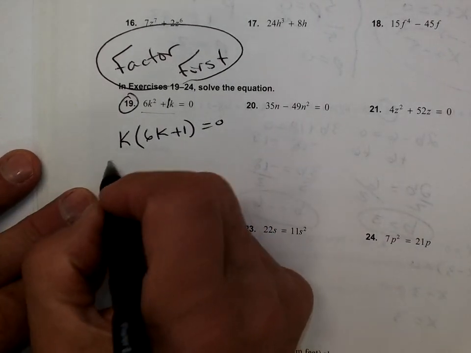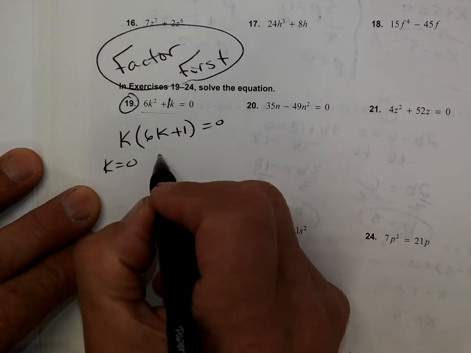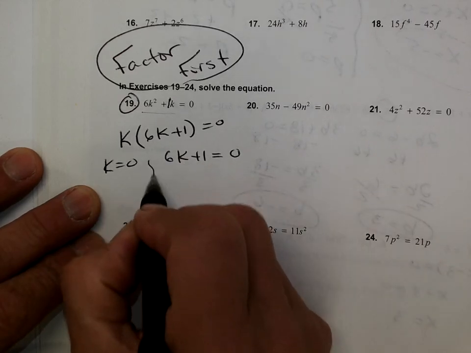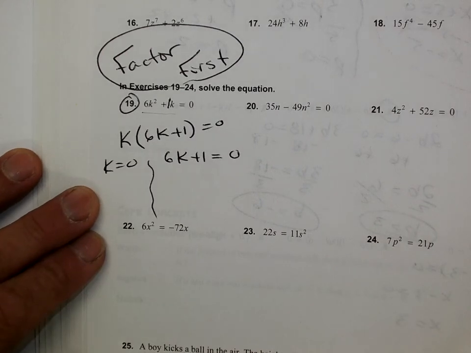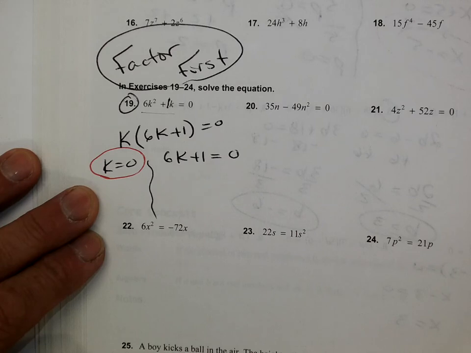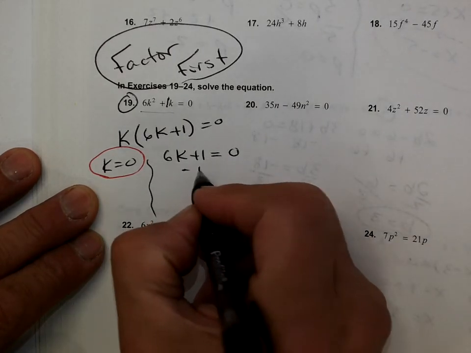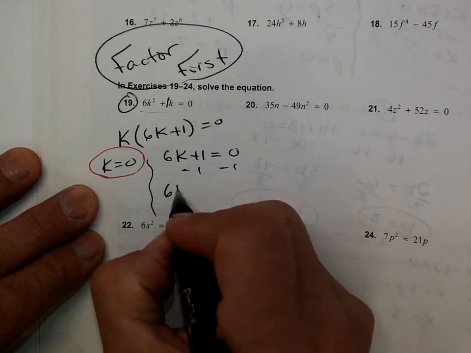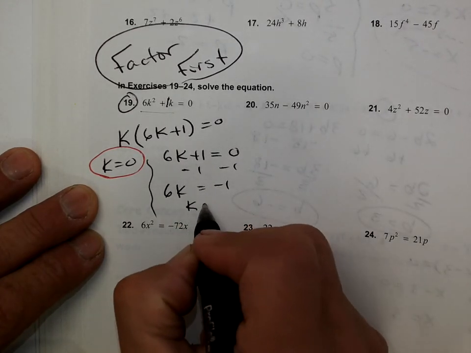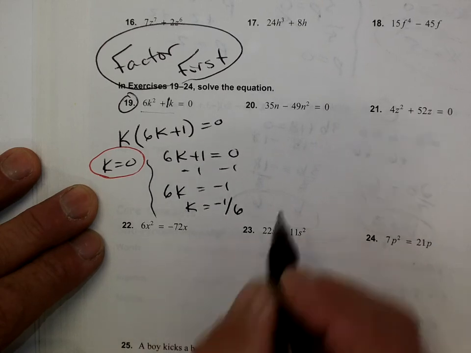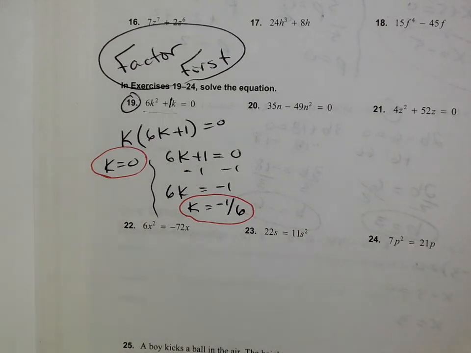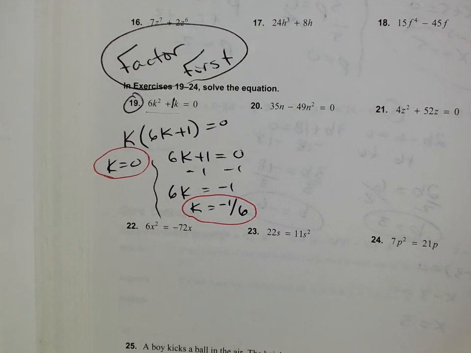So do my little mini equations. I've got k equals 0, and I'll have a 6k plus 1 equals 0. K equals 0 solved. There's one answer, 0. And on the second one, I'll go minus 1, 6k equals negative 1. Divide by 6, and I get negative 1/6 as my second answer, okay? How's that so far? Okay.